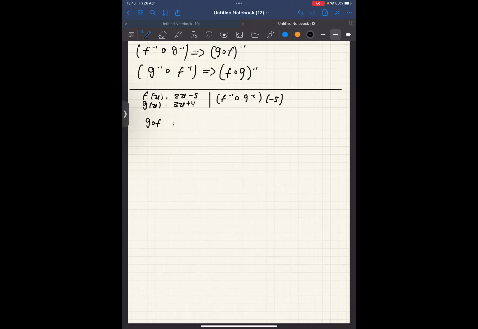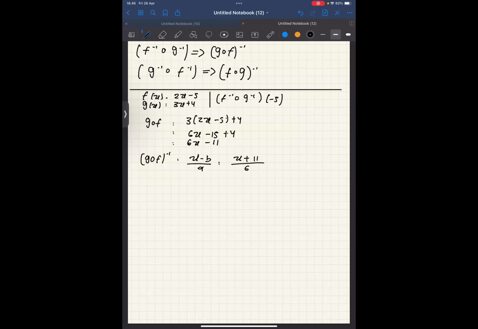So for the g of f, we get 3 multiplied by 2x minus 5, plus 4, which equals 6x minus 15 plus 4, also equal to 6x minus 11. This is for the g of f. For the g of f inverse, we're just going to use the first way, x minus b over a, so it becomes x plus 11 over 6.